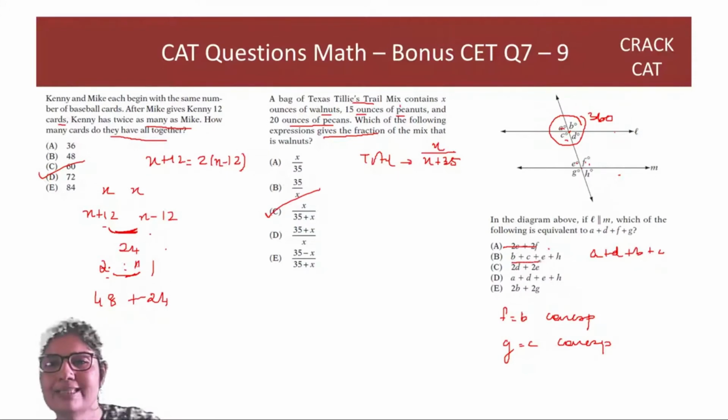What about B plus C plus E plus H? So B plus C and E plus H. I can write E as A and H as D. And hence this term also becomes A plus D plus B plus C.